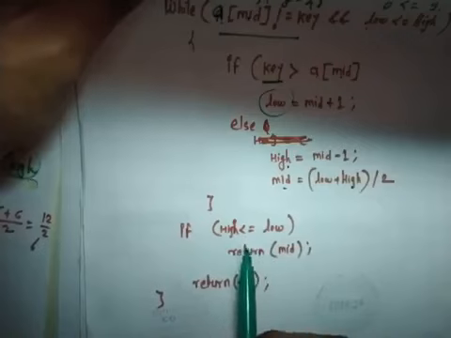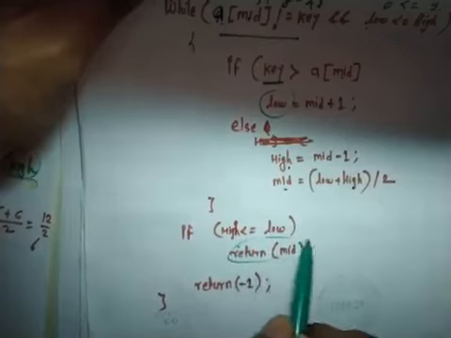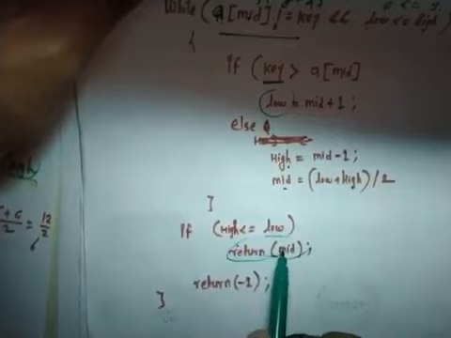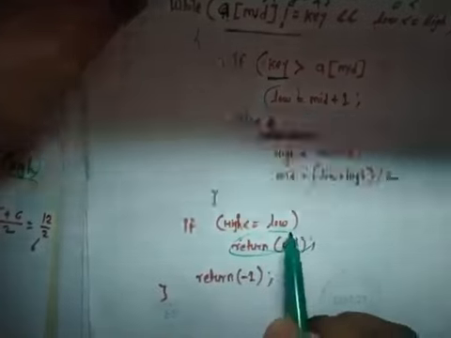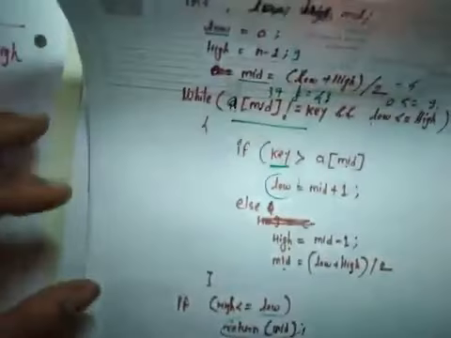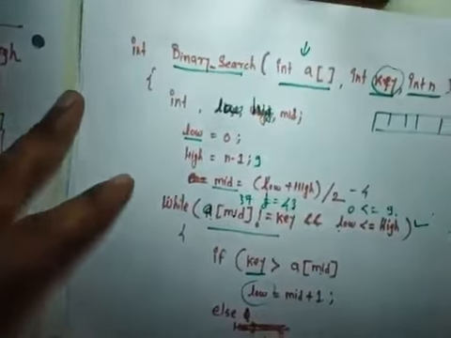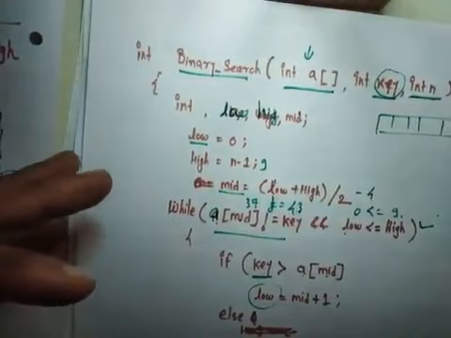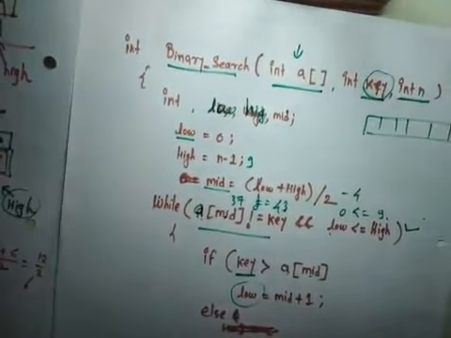The element is found. It will return that element position. And if it returns -1, that means that element is not found. So this is what the algorithm for the binary search technique is.